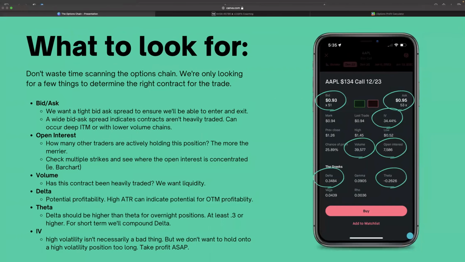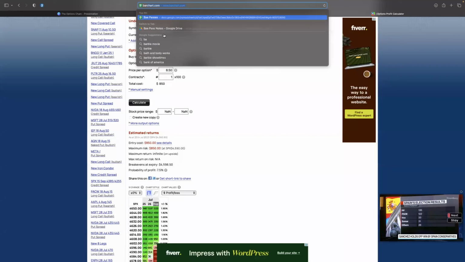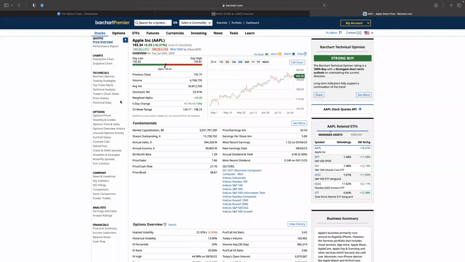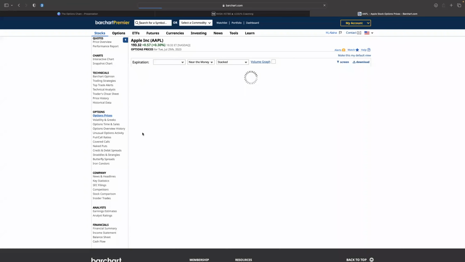I have all these little sites I like to use. We were looking at Apple, I believe. This is Barchart. So over here, I go into options prices, and now you can see all the strike prices. You can see the volumes, you can see the open interest. So you can see where people are concentrated. So whenever you have a trade idea, this is not a bad place to come and make sure that other people are there. And you can see it in your brokerage too. Most brokerages will show you the open interest and volume as well.